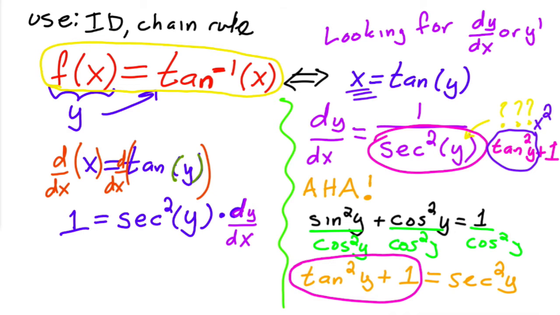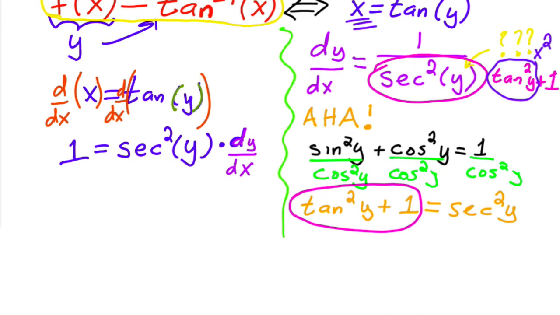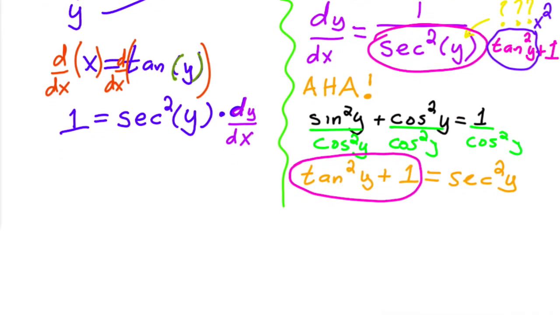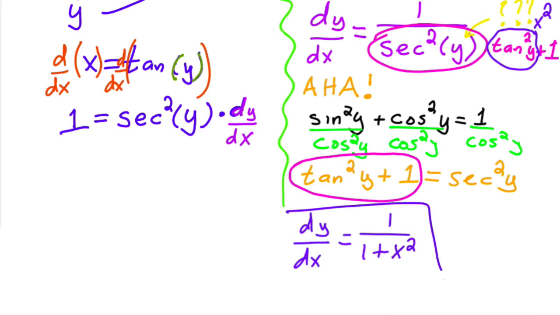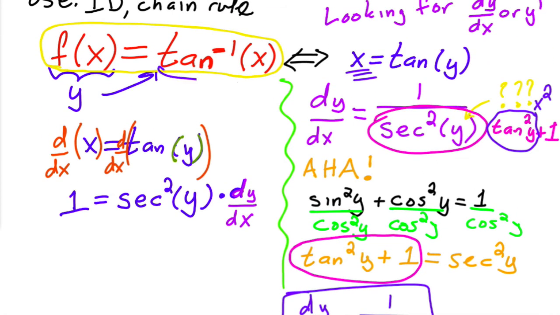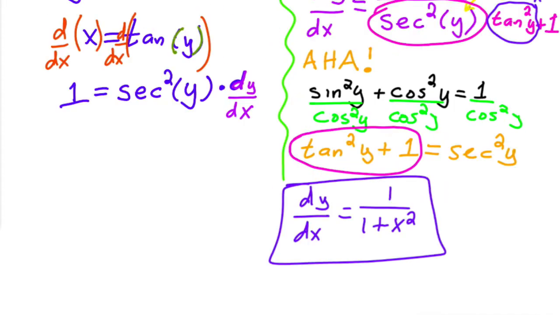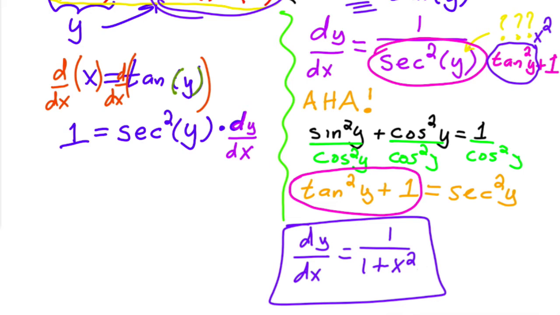And so in the end, what you have is that the derivative of y with respect to x is 1 over 1 plus x squared, or x squared plus 1, whichever way you want to write it. So what that tells you is that the derivative of inverse tangent is 1 over 1 plus x squared.